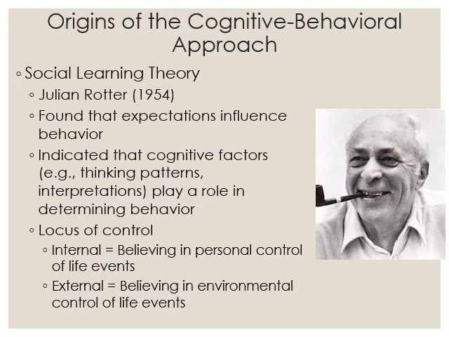The origins of the cognitive behavioral approach to therapy certainly started before the 1970s, before there was cognitive behavioral therapy, CBT, as an actual therapeutic modality. So one of the origins was social learning theory, which is associated with Julian Rotter from the 1950s. He found that expectations influence a person's behavior. So cognitive factors like thinking patterns or interpretations of phenomena play a role in how a person behaves.